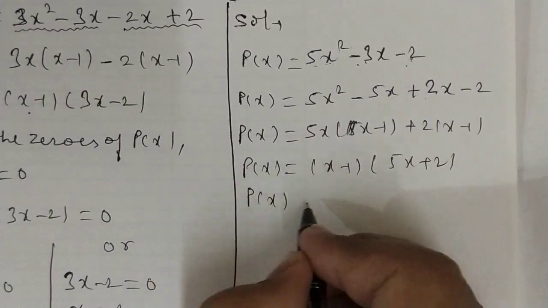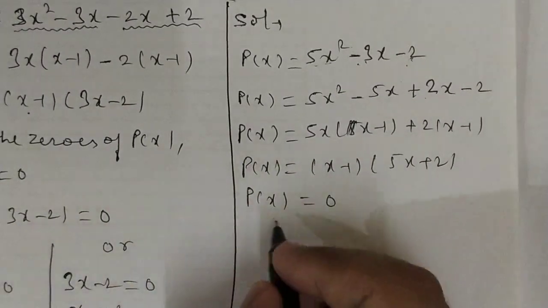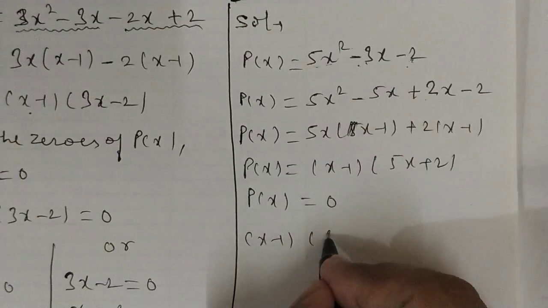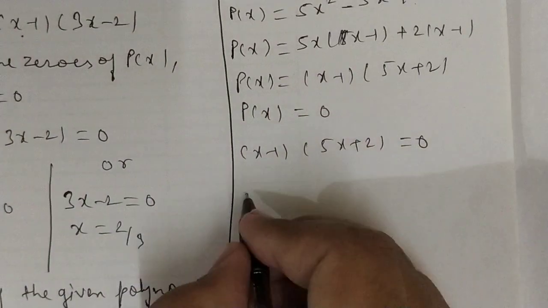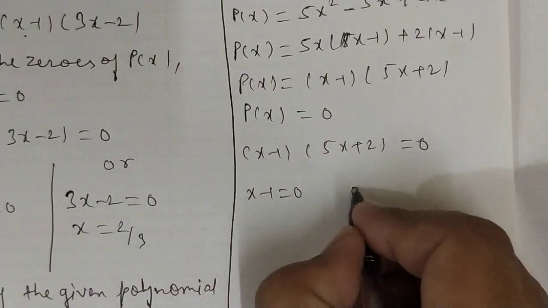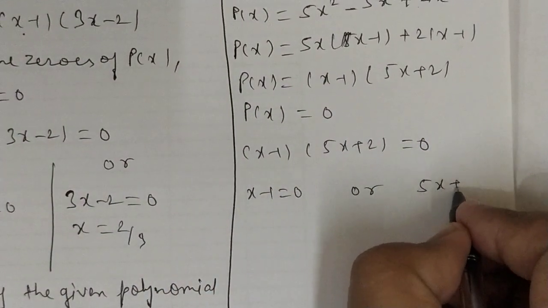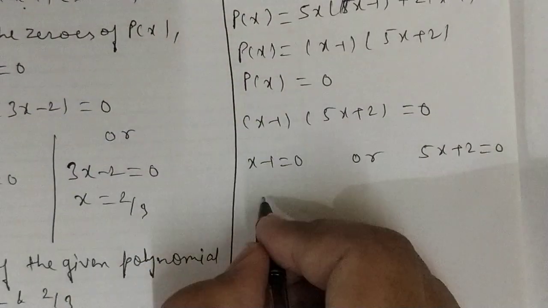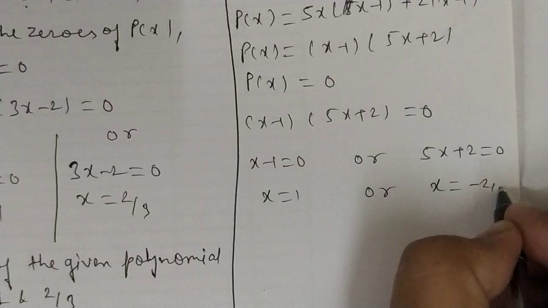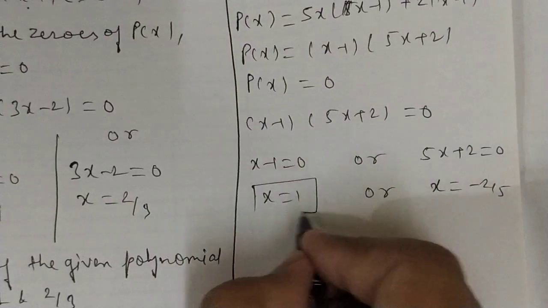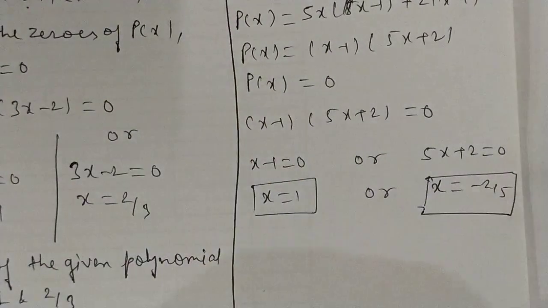So to find the zeros, I have to put p of x equal to 0. So x minus 1 and 5x plus 2 will be equal to 0. So either x minus 1 equal to 0 or 5x plus 2 equal to 0. So you will be getting x as 1 and x as minus 2 by 5. So the zeros are 1 and minus 2 by 5.